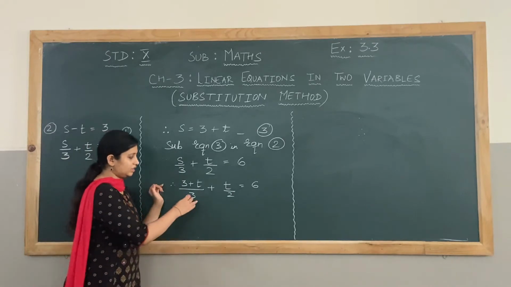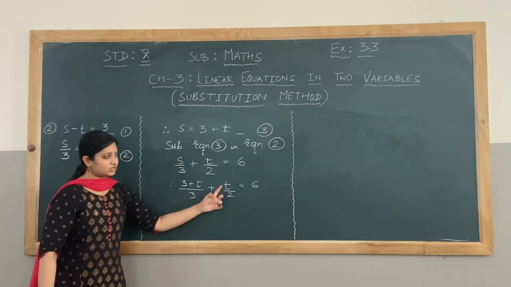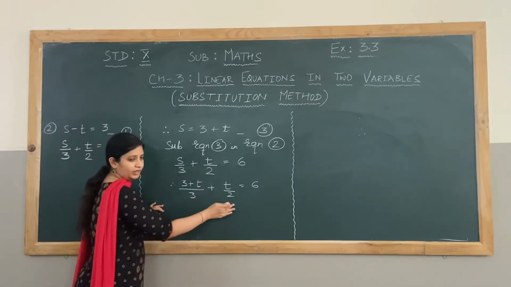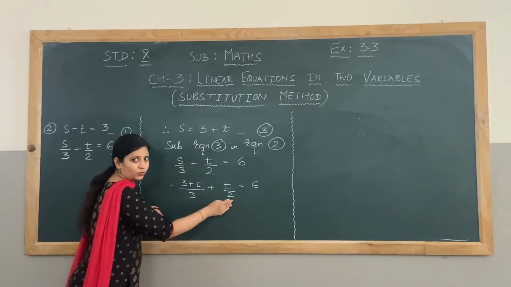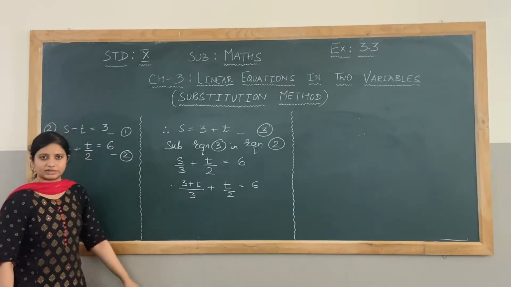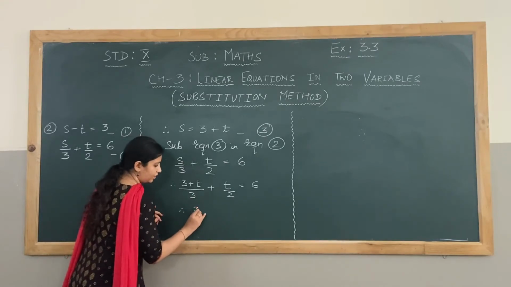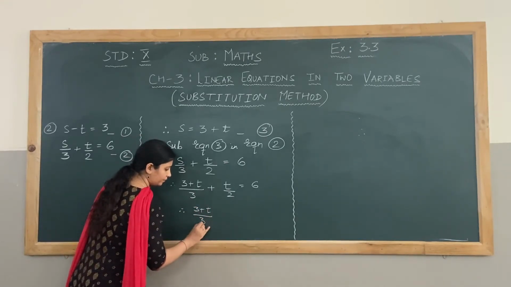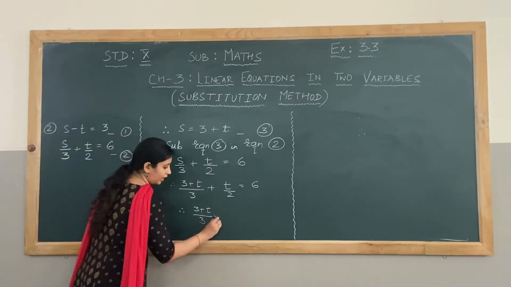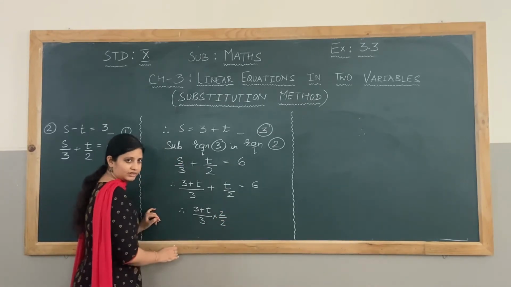Now to solve this equation, (3 plus t) by 3 plus t by 2, over here you need to take the LCM because they have different denominators. One is 3, another is 2. So what is the LCM of 2 and 3? The LCM of 2 and 3 is 6. Now for (3 plus t) upon 3, I need 6 over here. So 3 is to be multiplied by 2. So I will be multiplying and dividing this term by 2. So 3 into 2, I will get 6.